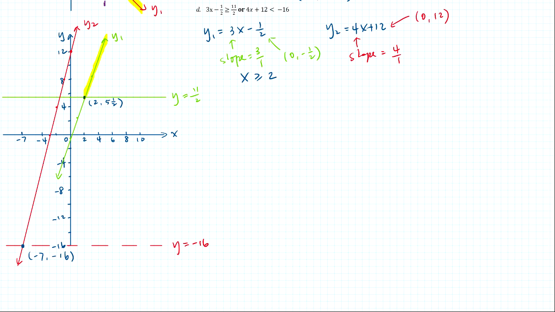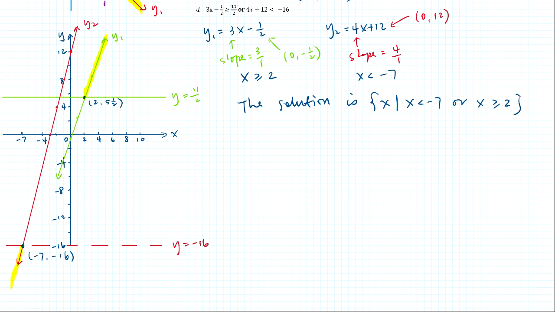And here, if we want it to be below negative 16, we can see it's anywhere to the left of this point. And therefore, we would get x is less than negative 7. And as a result, if we want to find the final solution with the inequalities connected by or, we just want to include all the solutions that are covered by at least one highlighted part. So we can say the solution in set notation is x is either less than negative 7 or x is greater than or equal to 2.